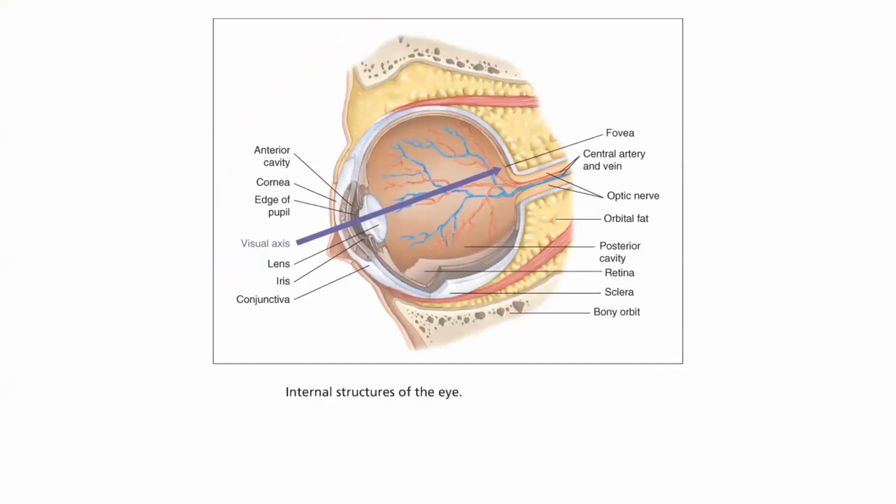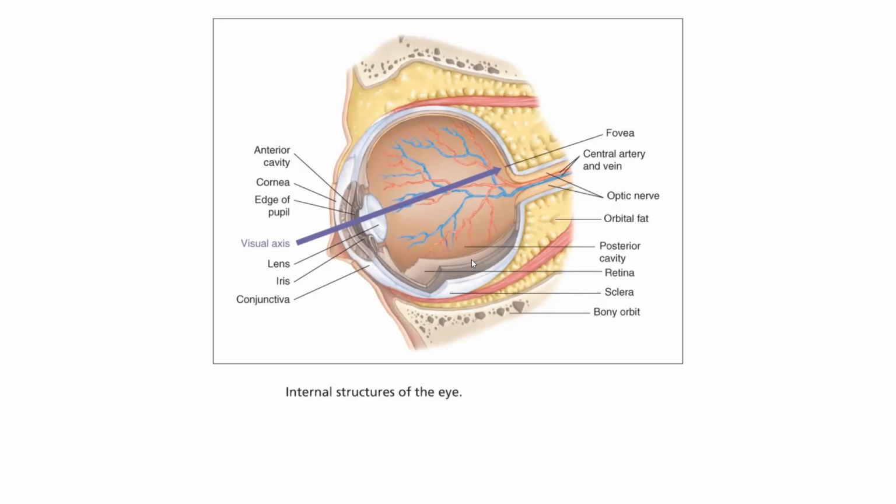So this is the internal structure of the eye. We can see here, starting from the anterior cavity, then we have the cornea in the front, the white portion. We have the edge of the pupil here. Lens, this is the white color inside the iris that gives the color to the eye, which is blue, gray, green. Conjunctiva is the other white side. Then the white portion going towards the back is the sclera.